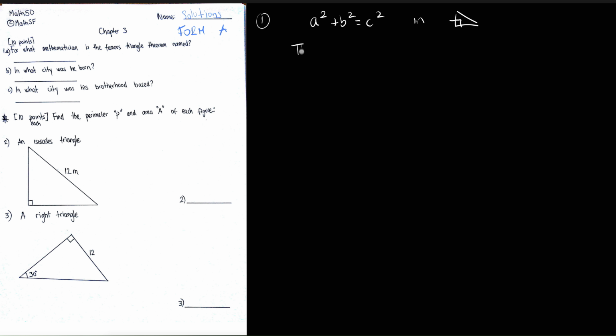Actually, he's also known as the father of numbers. The father of numbers is going to be Pythagoras. Now that was for part A. Part B, they're asking us in what city was he born. We know that Pythagoras was born in the Greek island of Samos. So the answer there should be Samos.